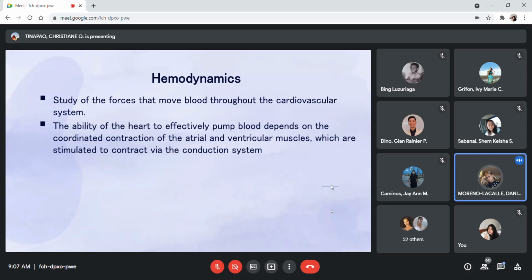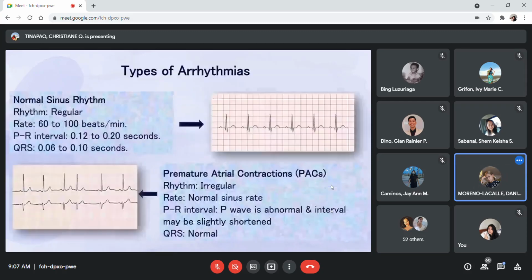Now, let's define the hemodynamic. This is the physical study of flowing blood and where it flows. Next slide, please. Now, next slide. Okay, thank you. So these are the types of arrhythmias. So we have first the normal sinus rhythm. This is the rhythm of a healthy heart.